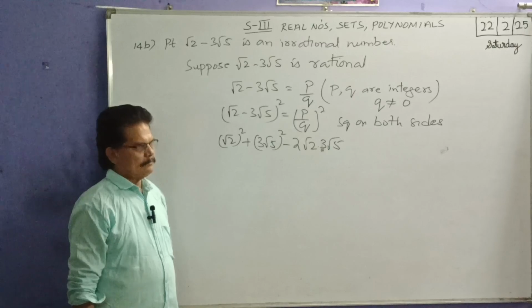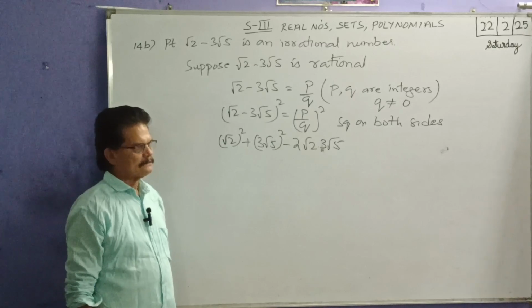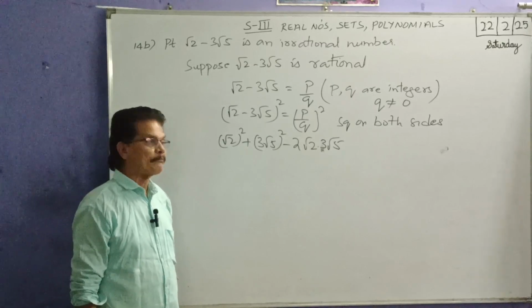a square plus b square minus 2ab. That's it. Many know the formula but they can't apply it.